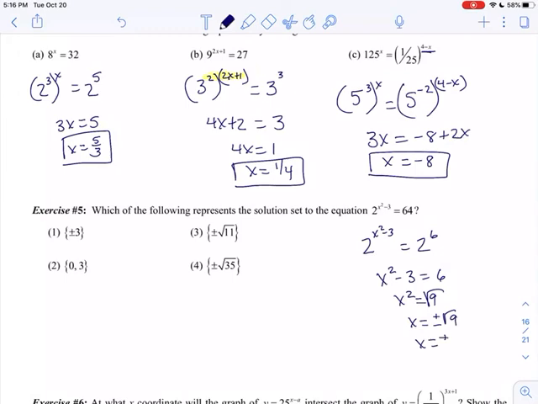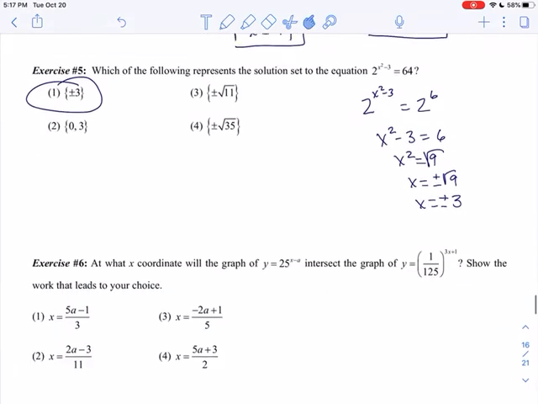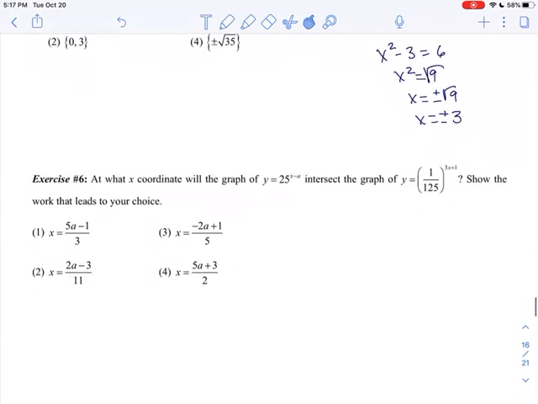And x equals the square root of 9. Okay, but there are 2 answers when I do that. It's positive 3 and negative 3. 3 times 3 is 9, and negative 3 times negative 3 is 9. So there are 2 answers. Choice 1.